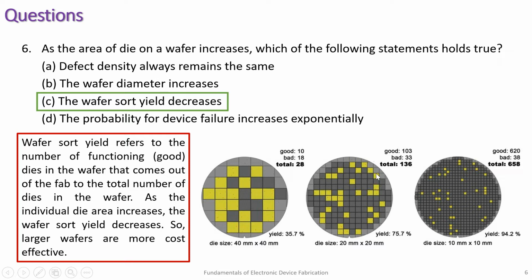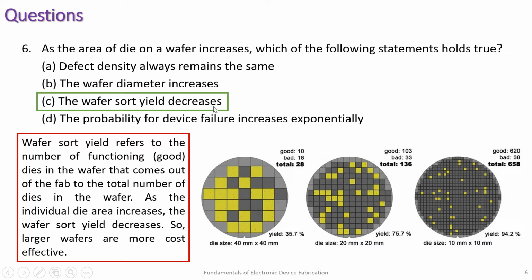Here we have much smaller squares, right? Even though there are 33 bad dies, we have 103 good dies. Therefore, the yield will be higher compared to the last case. And finally, when we have very tiny dies, suppose we have a total of 658, and out of that approximately 38 are only bad, which means that the yield would again be higher. Therefore, we can see that as the size of the die increases, the wafer sort yield will decrease.